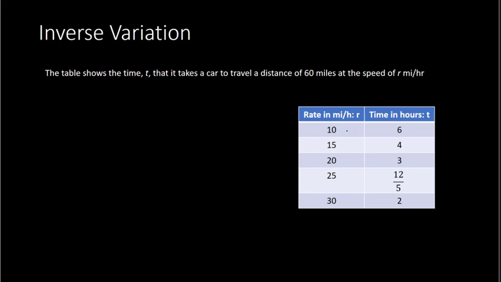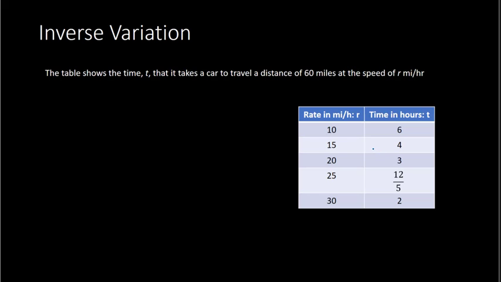And that is what you see here in the table, 10 miles per hour. And then over here in the right column, we have the hours that it takes to travel. If you were to go 15 miles per hour, it would take you 4 hours to go 60 miles, because 60 divided by 15 is 4. If you were to go 20 miles per hour, it would take you 3 hours. 25 miles per hour, it would take you 60 over 25, or 12 over 5 hours, which would be 2 2/5 of an hour. If you were to go 30 miles per hour, it would take you 2 hours to travel the distance of 60 miles.